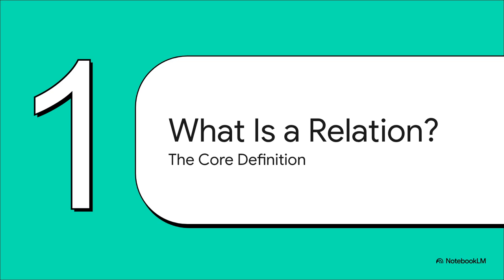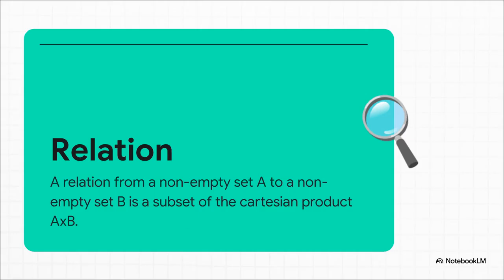To really get what a relation is, we have to start with the official definition. But hey, don't let the math speak freak you out, because the idea itself is actually surprisingly simple. Okay, that sounds pretty dense, right? A subset of the Cartesian product. But let's just translate that. All it really means is that a relation is just a specific list of chosen pairs.